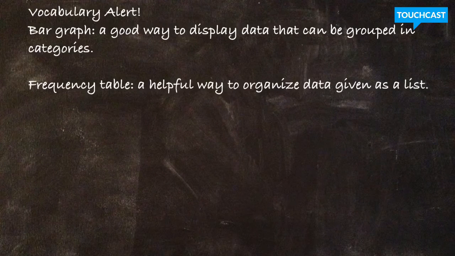Here's our first vocabulary alert. A bar graph is just a good way to display data that can be graphed in categories, like colors or ages. And we've got frequency tables, which are just a helpful way to organize data which is given as a list.